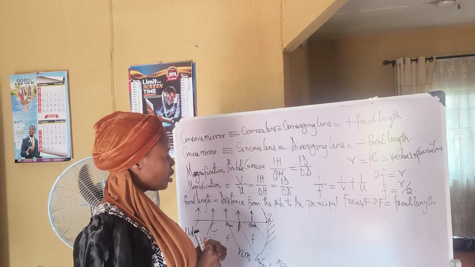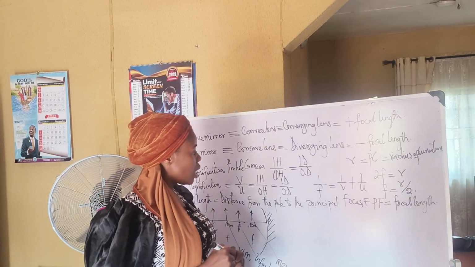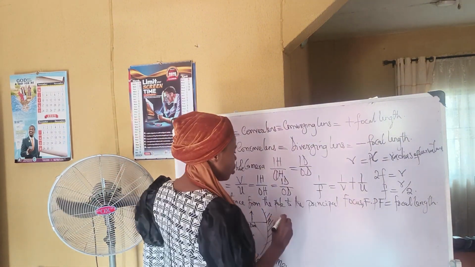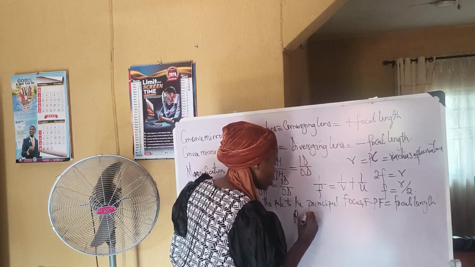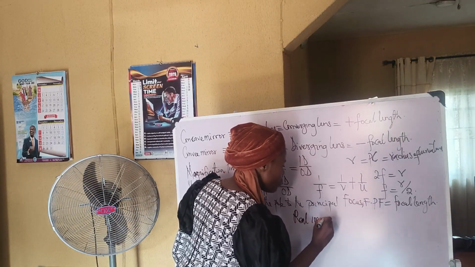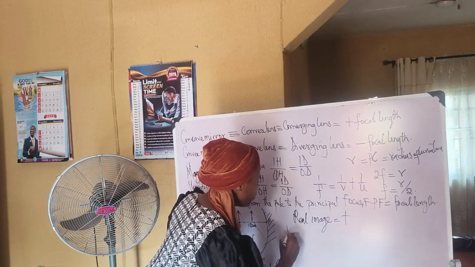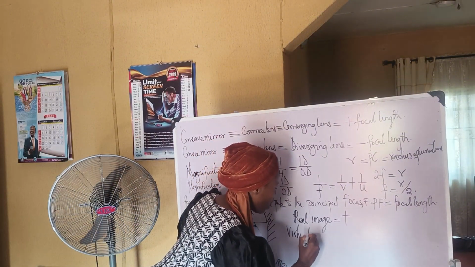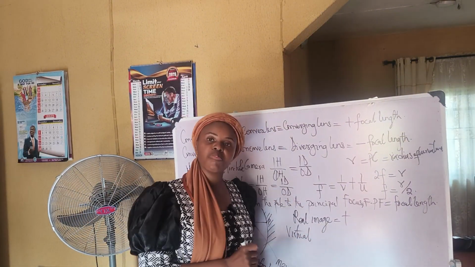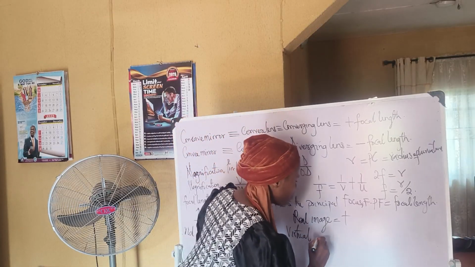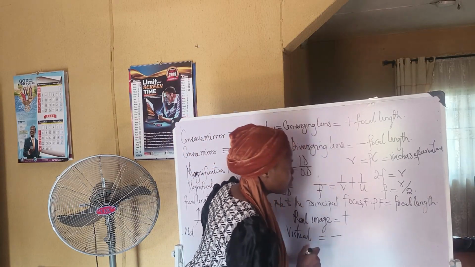Now, something I also didn't mention is that the moment you hear the words real image when you are solving a problem in mirrors, it means that it is positive. Once you hear virtual, or it is formed behind the mirror, that means that quantity will be minus.